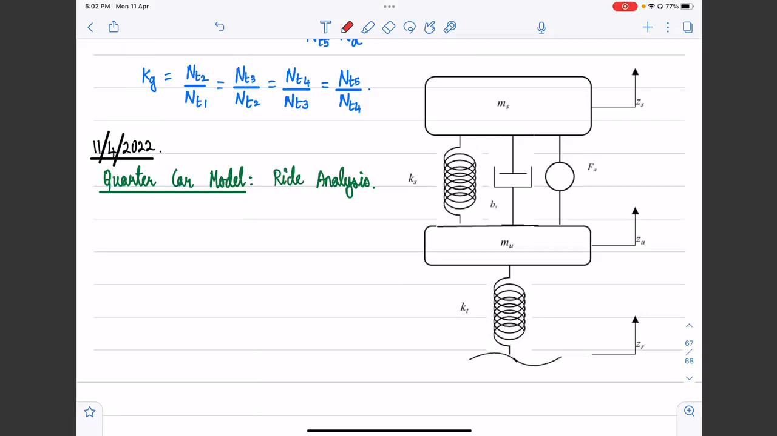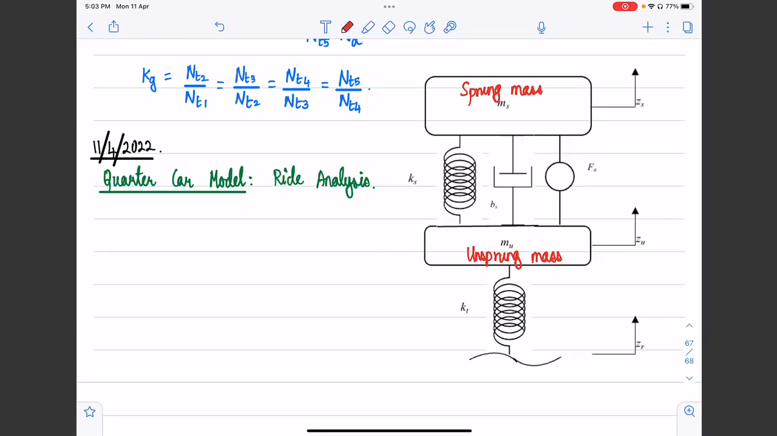And what we typically do is visualize the vehicle to be split by the suspension into two units. What is called the sprung mass, which is denoted by the character M subscript S. This contains all the mass that is supported by the suspension. And what is called the unsprung mass, which is denoted by the symbol M subscript U. This is present between the suspension and the ground, right? So for example, the wheel assemblies, any axles and so on, the brake system, all those constitute what is called the unsprung mass.